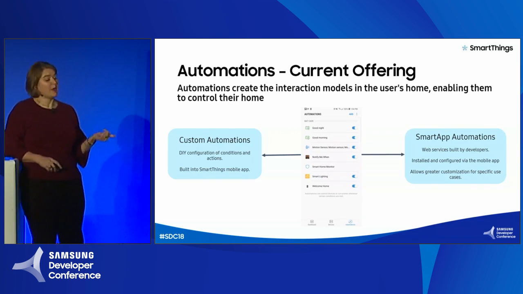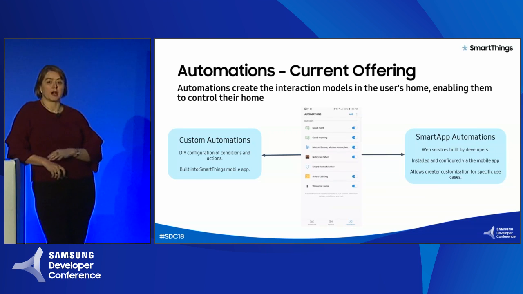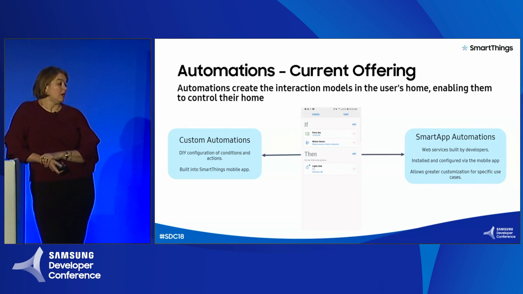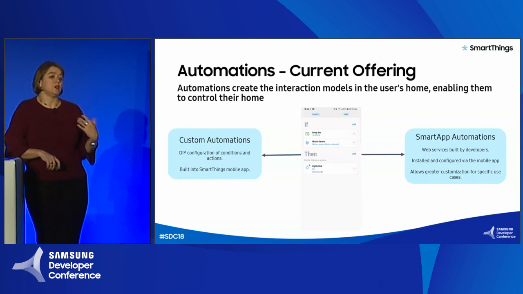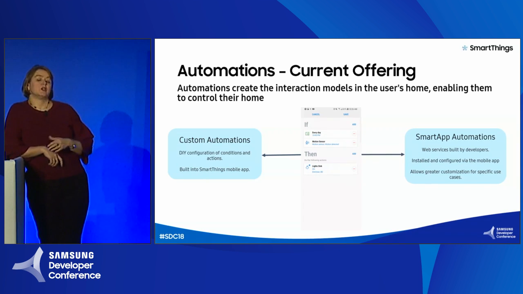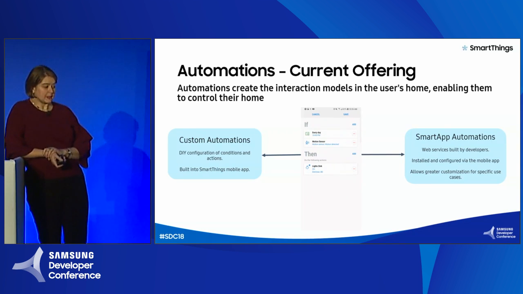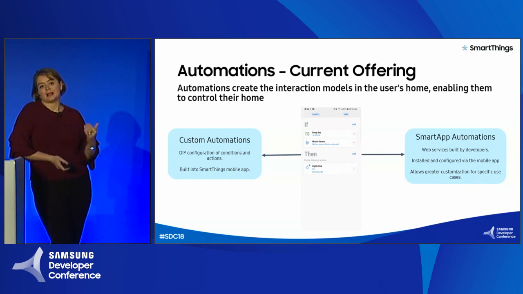In the SmartThings mobile app, you'll see an inclusive list of all of the automations, whether it's a custom automation or a SmartApp automation. If it is a custom automation, we're looking at an if-then type scenario where the user is actually in charge of the configurations of the conditions and resulting actions inside the system. This is built into the SmartThings mobile app and is outside of the control of the developer.